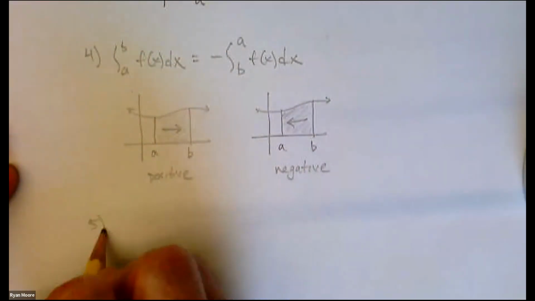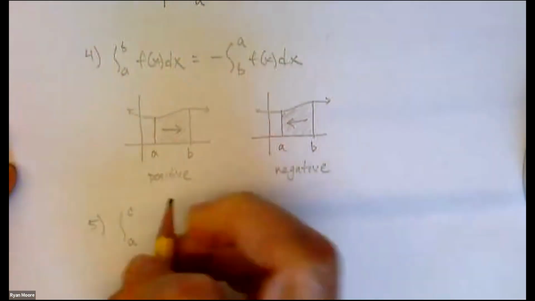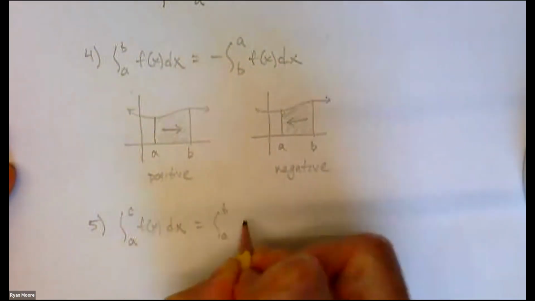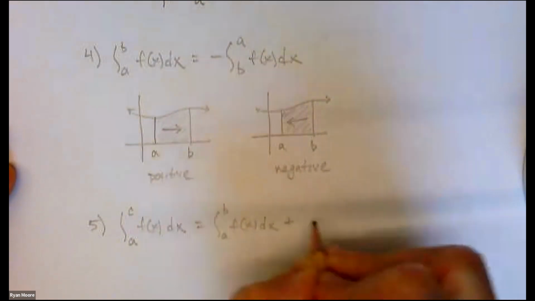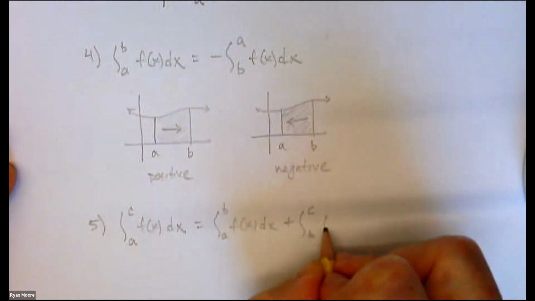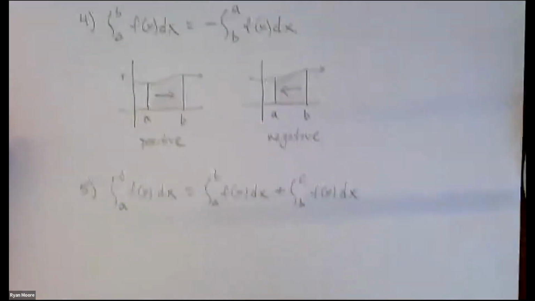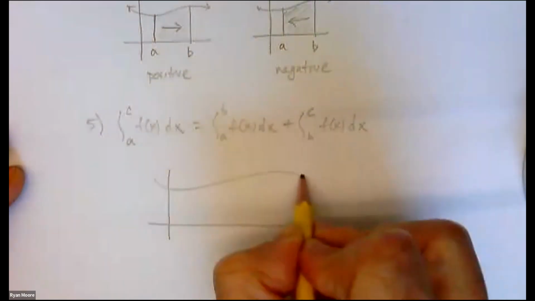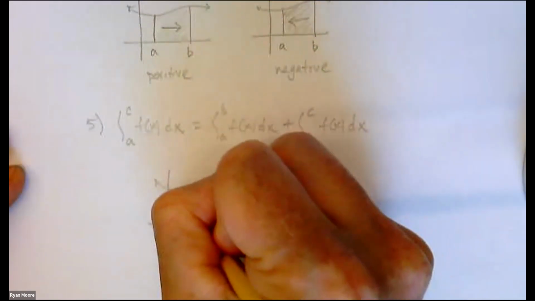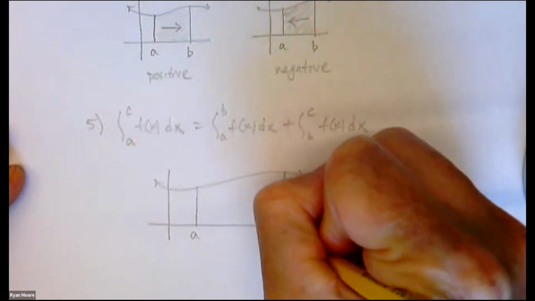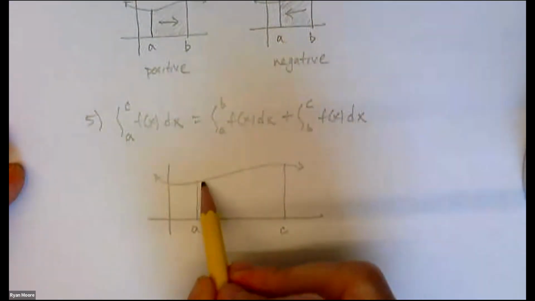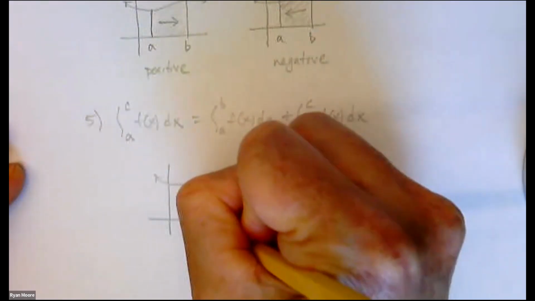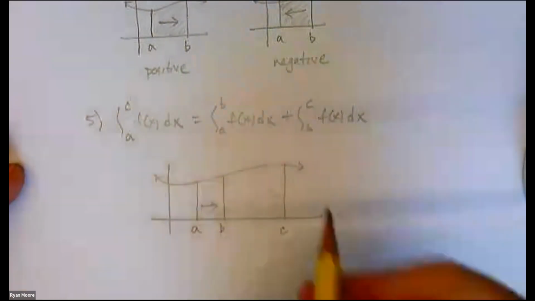And then finally, from A to C, f of x dx, we said is a to b f of x dx plus integral from b to c f of x dx. The simplest drawing, maybe something like this. Here's A, here's C. And so all of that would be the same as going, say, from A to B, and then from B to C.